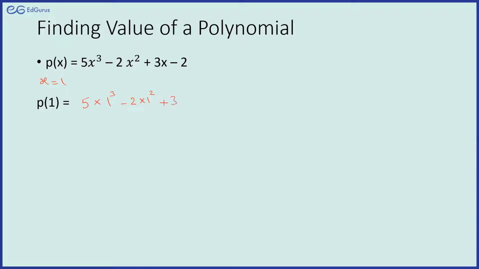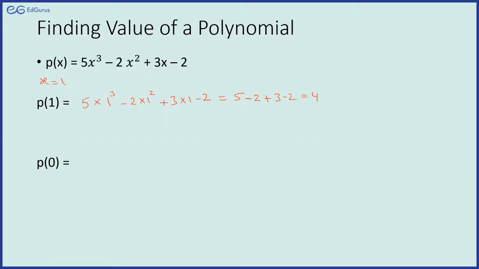So this is 5 into 1 cube. 1 cube is 1, so this is 5. Minus 2 into 1 square. 1 square is 1, so it's minus 2. Plus 3 into 1, minus 2. So 5 plus 3, 8, minus 4. So this is 4. Okay. Any doubts? No, ma'am. Understand? Okay.